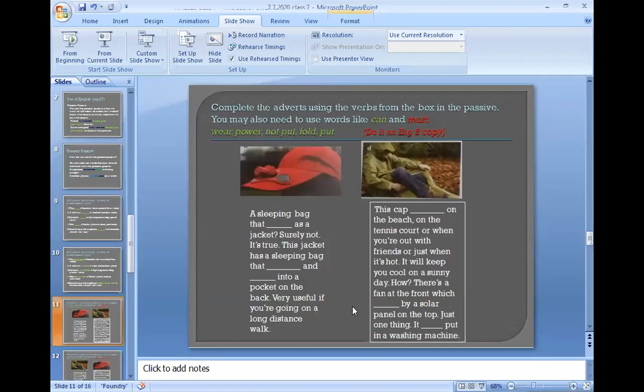It's true. This jacket has a sleeping bag that dash and dash into a pocket on the back. Very useful if you are going on a long distance walk. What are the answers? No, weird is not a word. Worn, you can write it. This is not a word. Okay. Just try. Okay, first I will write it for you. A sleeping bag.